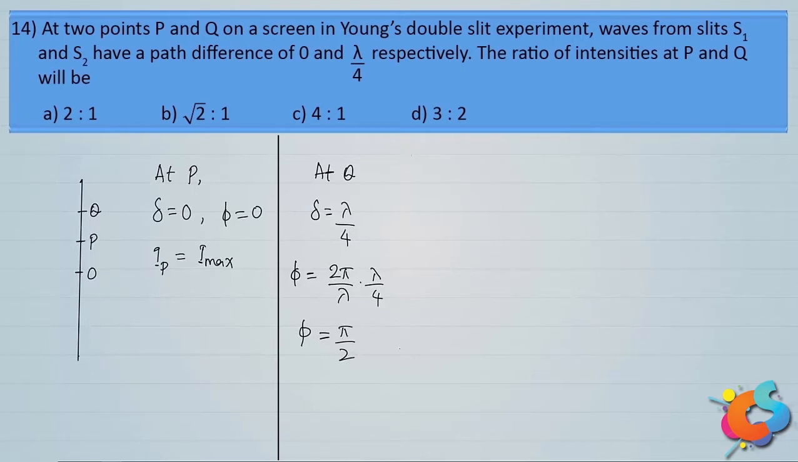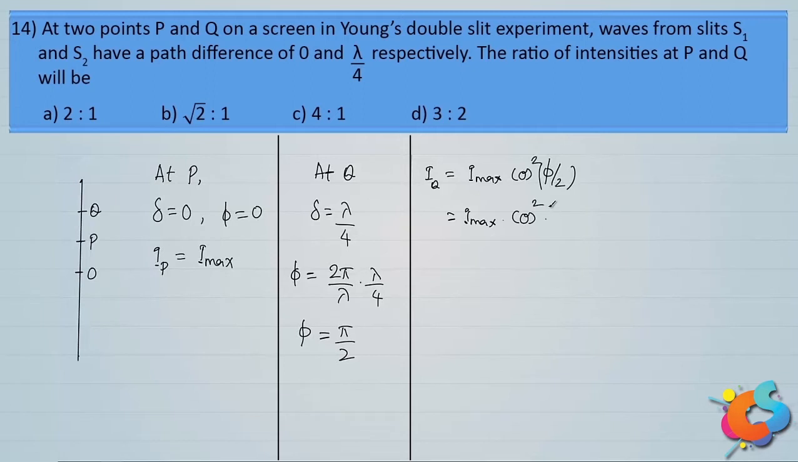When you know the phase difference at any point, you can find out the resultant intensity at that point, which I'll indicate as IQ, is equal to I max cos square phi by 2 as explained earlier. Let me write it as I max into cos square of phi, which is pi by 2, divided by 2 will give you pi by 4. So this is I max into cos pi by 4, which is 1 by root 2. The square of this is half, that is 1 by 2, or IQ is equal to I max by 2.